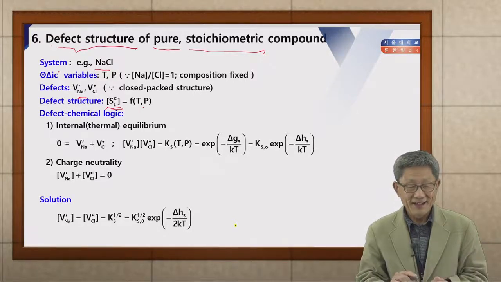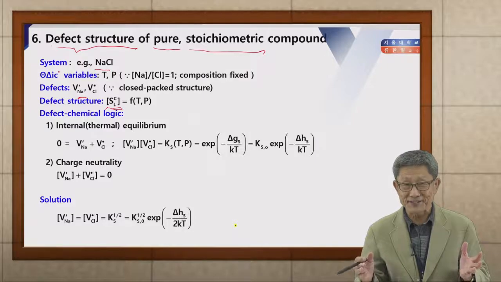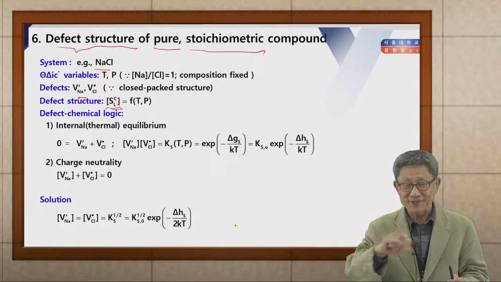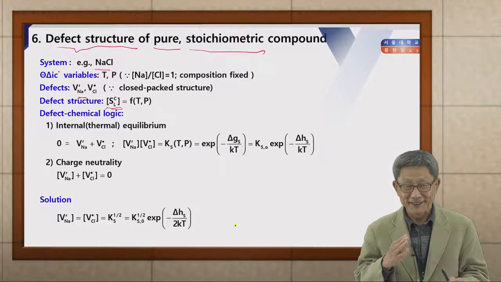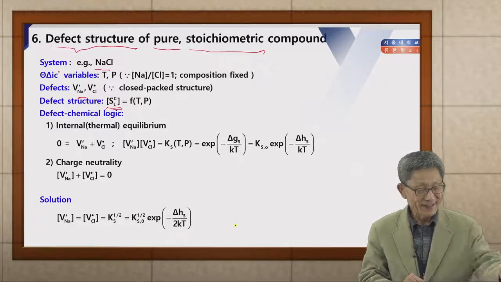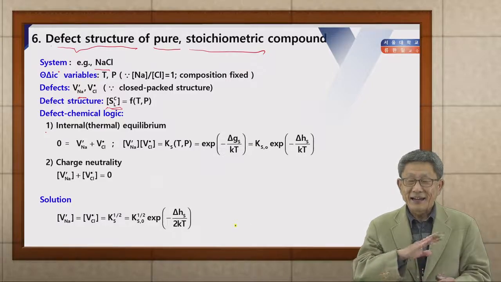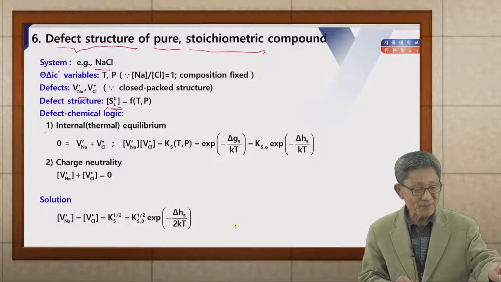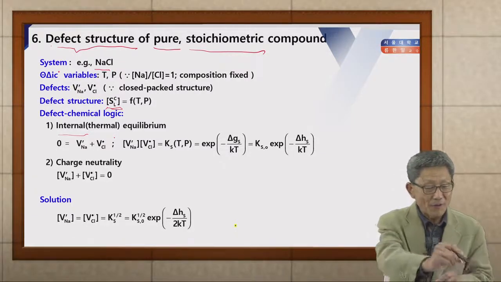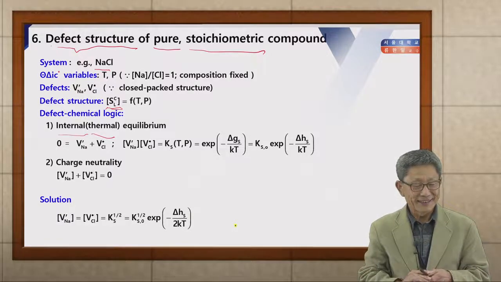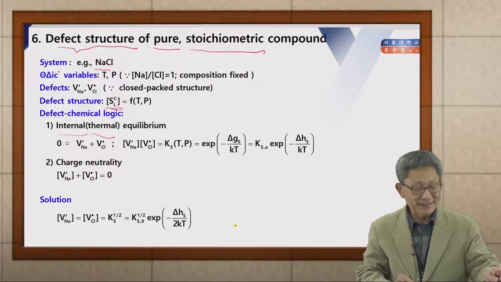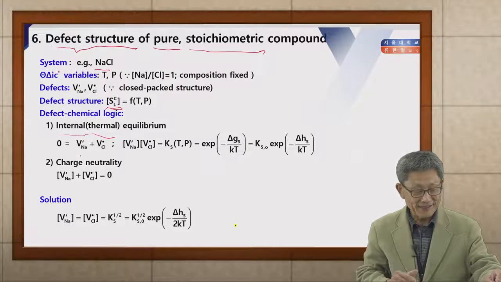That's it. How do we calculate defect concentrations as a function of thermodynamic variables? Here is the principle to calculate the defect structure. Number one, our system should be in thermodynamic equilibrium, which is often called internal equilibrium or thermal equilibrium. Then, because of the entropic effect, there occurs the Schottky defect formation reaction.